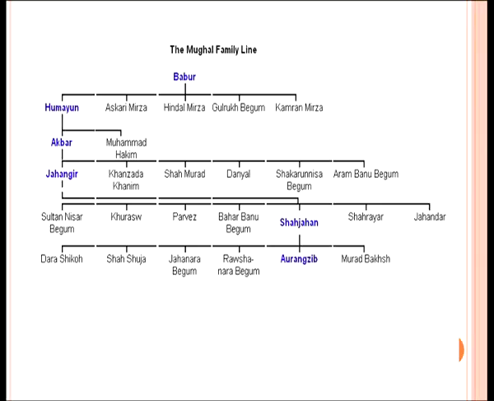Like here, Babur's son Humayun, his son Akbar, and likewise Jahangir, they were all the firstborns, that is, the eldest sons of the family. But the same is not true about Shah Jahan and Aurangzeb, because both of them were not the eldest born. So, they tell us a lot about the Mughal dynasty.